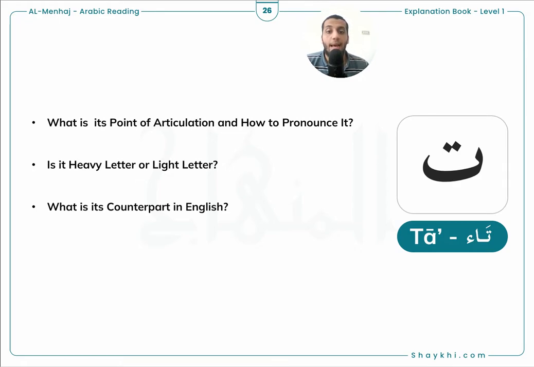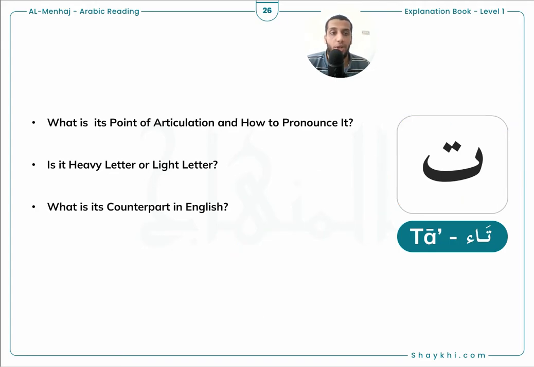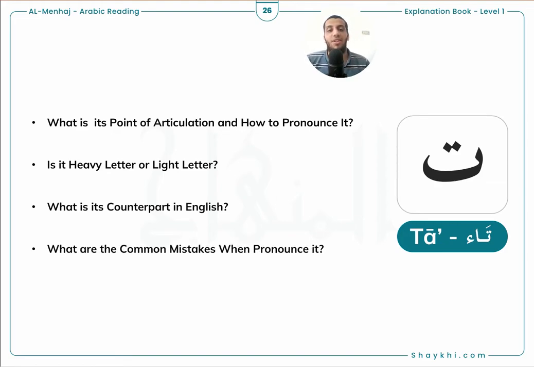As for example, the word ten, this color, for those who know it, T. So this letter T looks like this T, as this is the counterpart of letter T in English. Okay, so let's now move to the next question, which is, what are the common mistakes when pronouncing letter T? And this is a very, very important point.